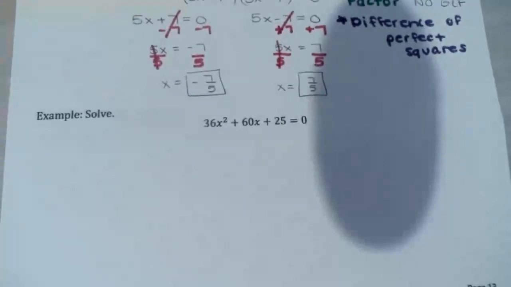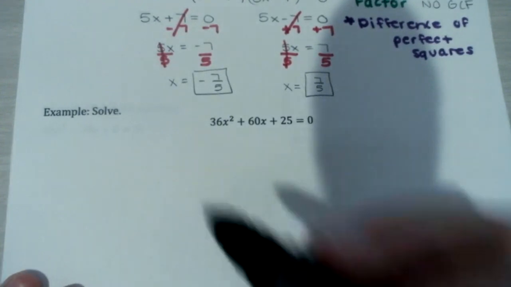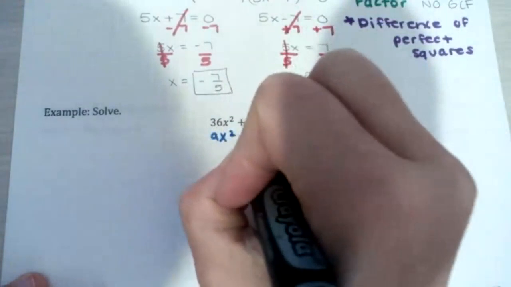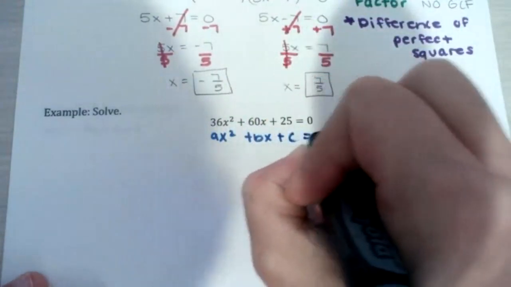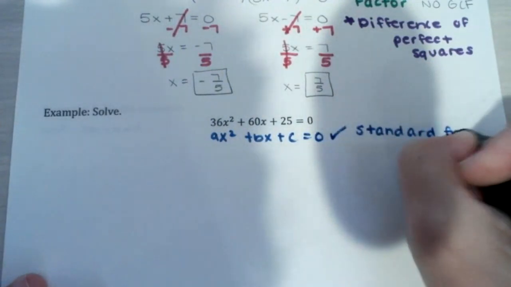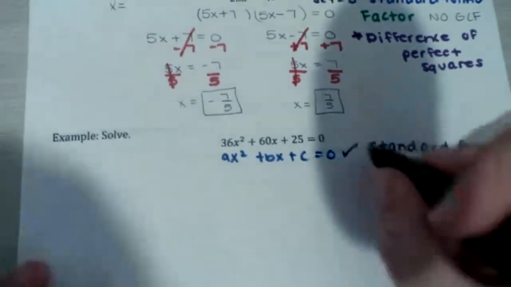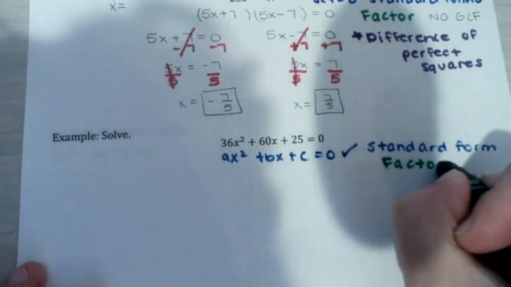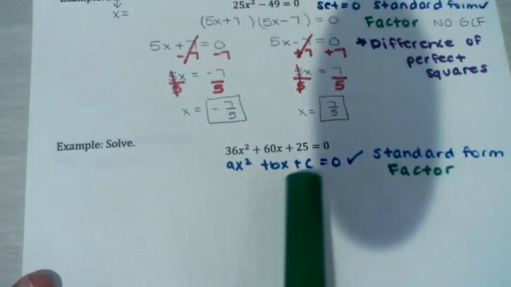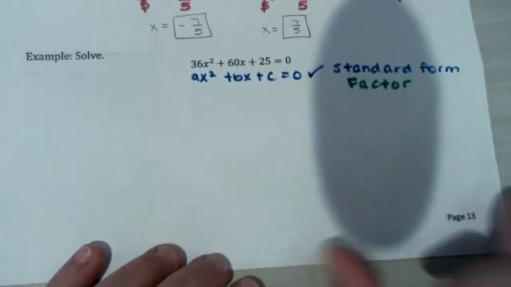So solving 36x squared plus 60x plus 25 equals 0. This is in standard form, so that's good to go, of ax squared plus bx plus c equals 0. Standard form. So that means we can go ahead and factor. Our first step in factoring, no matter what, is GCF. But looking at 36x squared plus 60x plus 25, there's nothing that all 3 terms have in common, so no GCF.